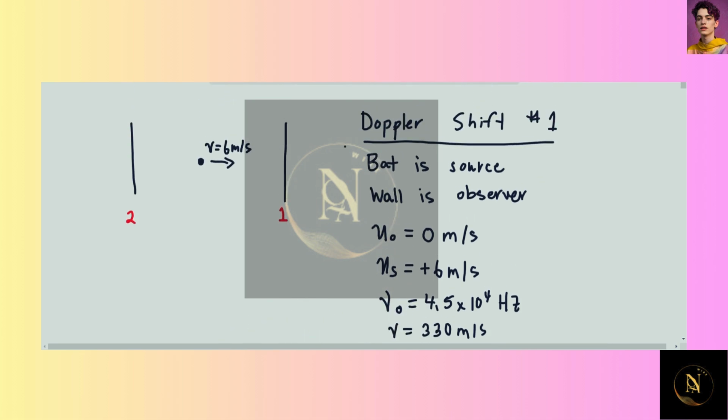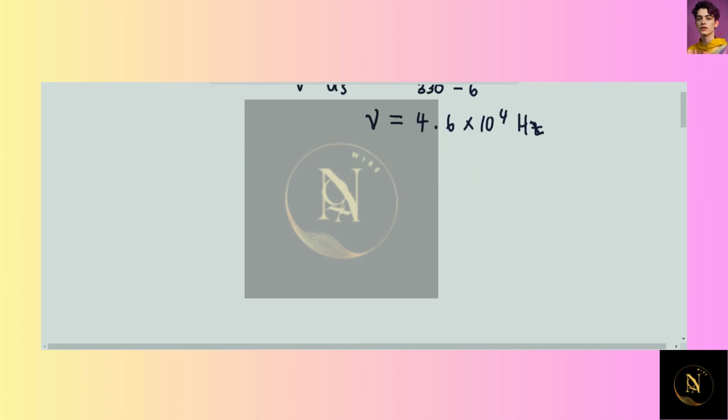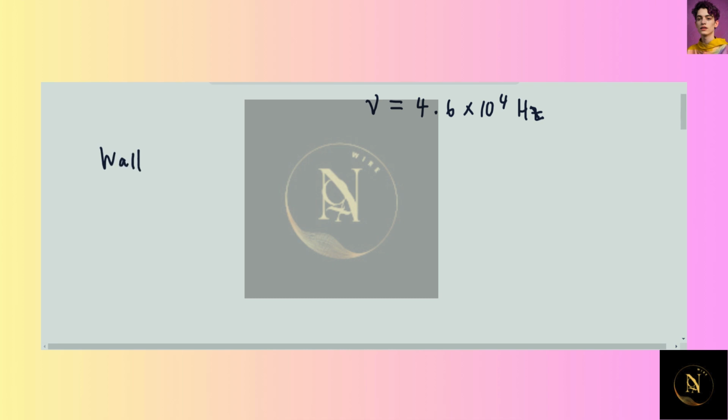Now, let's do the second wall. The second wall is a bit different. It's going to receive a slightly lower frequency because the bat is moving away from it. For the givens, this is for wall number 2. They're actually going to be exactly the same, except our speed of the source is going to be negative because it's considered negative when the source is moving away from the observer. It's moving away from the wall, so we have to use a negative here.